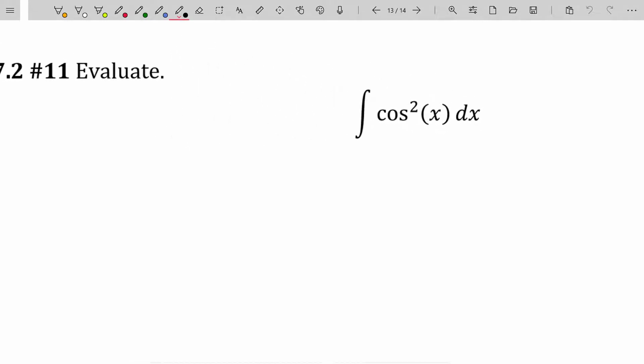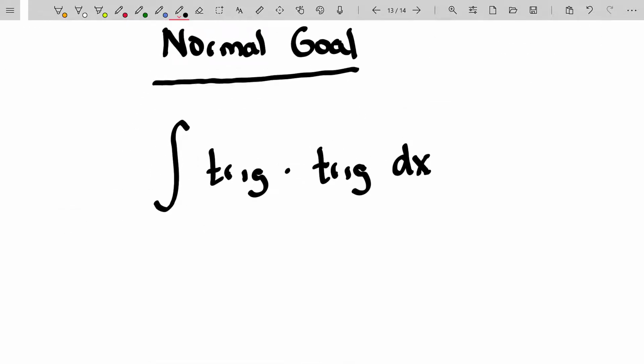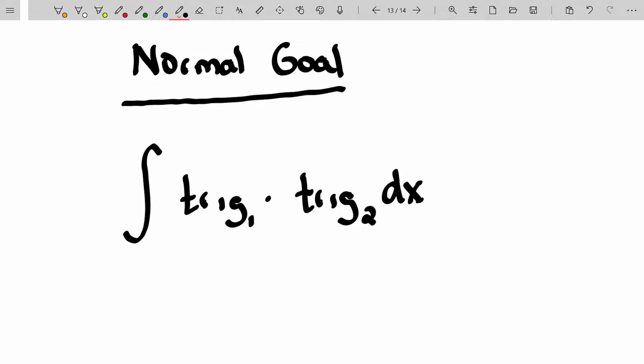Now again, if you're one of my students, you know that I talk about the ultimate goal when dealing with trig functions or products of trig functions as integrands is to get them to have even powers, if possible. And I should say that's actually not always the case, but if you have an integral of the product of two trig functions, trig function sub 1 times trig function sub 2, our normal goal is, if at all possible, to get one of them through a U substitution to have an even power. But that's actually a secondary goal.